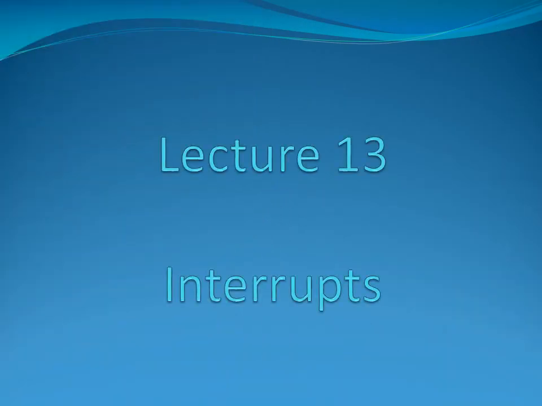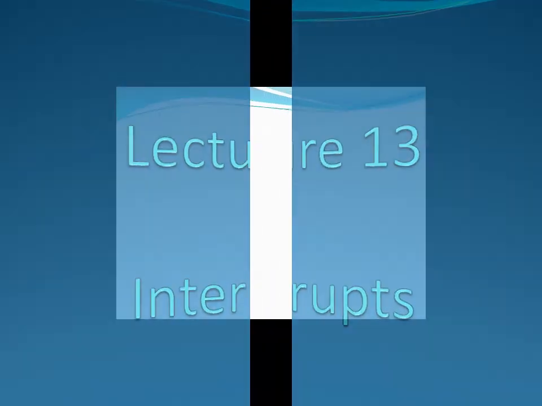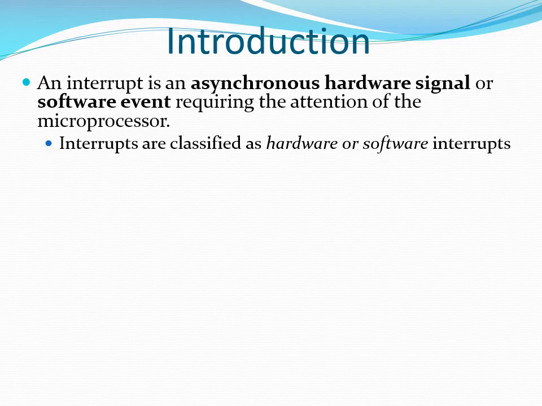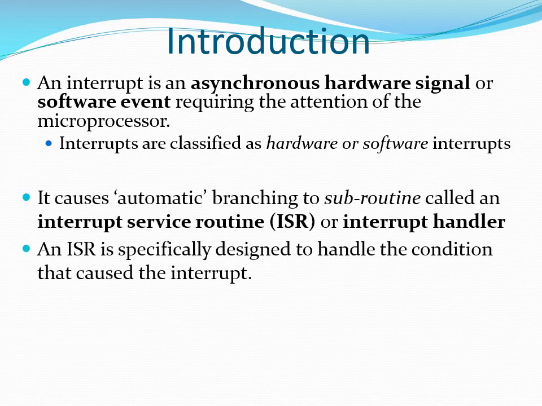In this lecture, we are going to look at interrupts. An interrupt is a hardware signal or a software event that requires the attention of the microprocessor. Hence, the classification of interrupts into hardware and software interrupts. An interrupt causes automatic branching to a sub-program called an interrupt service routine, ISR in short, or interrupt handler.